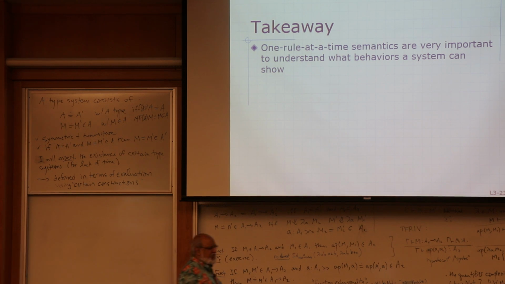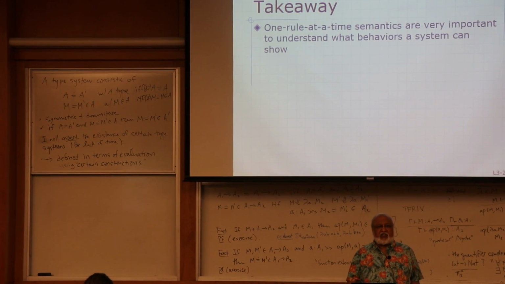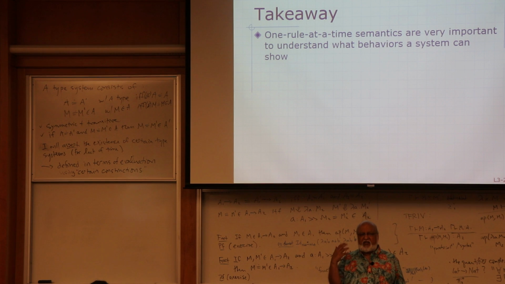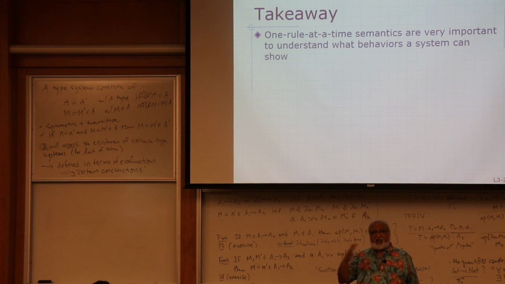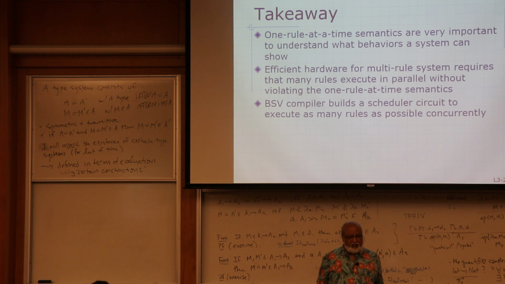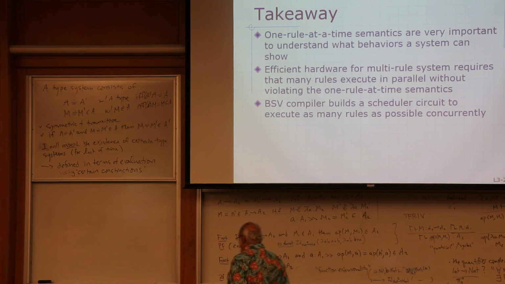Okay, so the takeaway from this part is that one rule at a time semantics are very important to understand what behavior the system can show. I mean, that is the bedrock on which all the ideas are being built, that even though this is a very complex system full of hundreds, if not thousands of rules which may go on concurrently, if they go concurrently, then they don't conflict with each other. And it's a very dynamic situation, because after every firing, a different set of rules is applicable. Okay, efficient hardware for multi-rule systems requires that many rules execute in parallel without violating one rule at a time semantics. Okay, the BSV compiler builds a scheduler circuit to execute as many rules as possible concurrently.